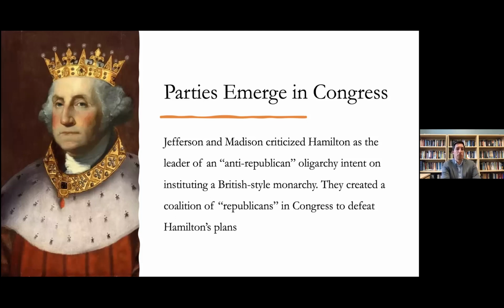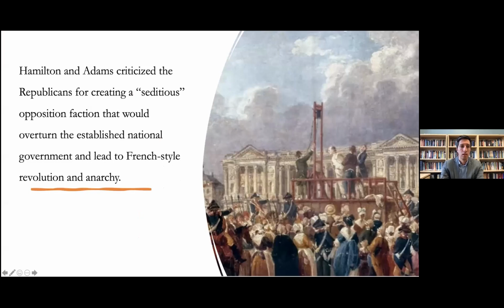And so you can see here this picture, right, a little Photoshop, George Washington with the royal crown and getup. This is what the Republicans feared. They feared the creation of a monarchy in America. So that was what the Republicans feared, and they criticized their Federalist opponents for forming a kind of oligarchy.